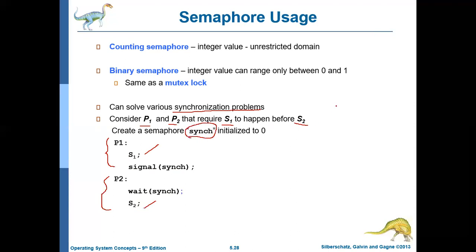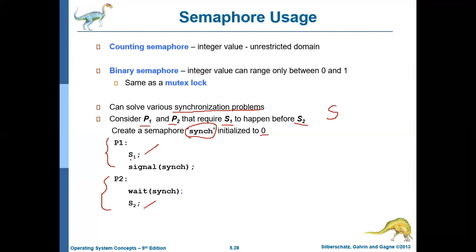Synchronization is the name of the semaphore here. In the previous example we discussed the same name for the semaphores, but the semaphore name can be anything. Here the semaphore name is synchronization and it is initialized to 0. Once S1 is completed, P1 will send signal of sync. Assume P1 is executing first.